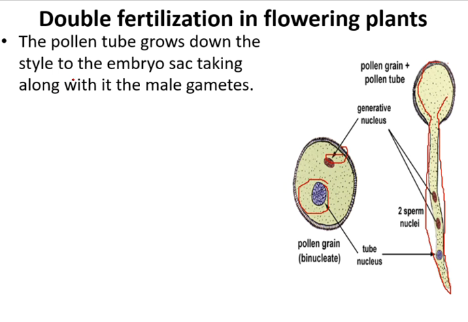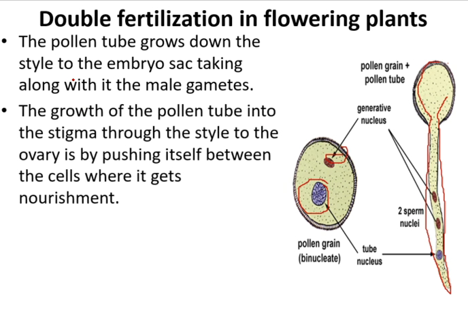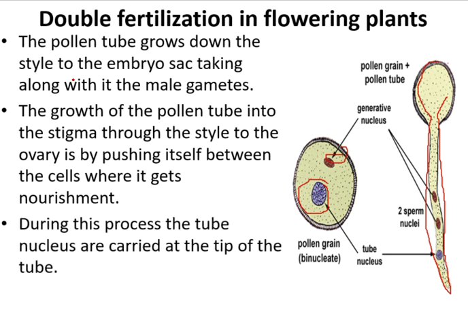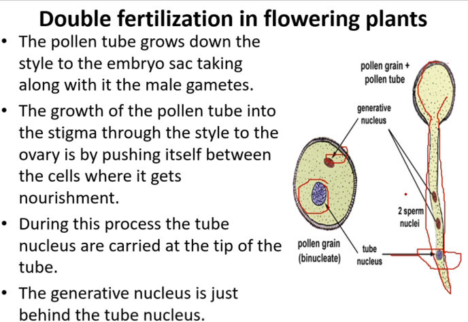Let's continue. The pollen tube grows down the style to the embryo sac, taking along with it the male gametes. The growth of the pollen tube through the stigma and the style to the ovary is by pushing itself between the cells, where it gets nourishment from the style tissues. During this process, the tube nucleus is carried at the tip of the pollen tube. This is the tip where we have the tube nucleus. Then the generative nucleus is just behind the tube nucleus.